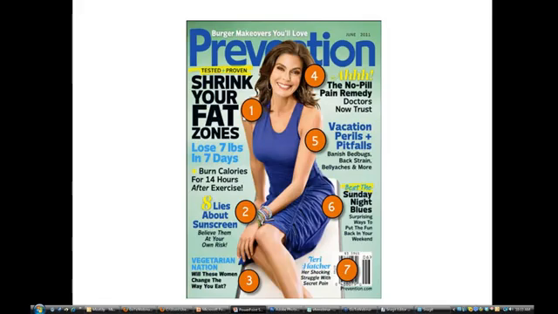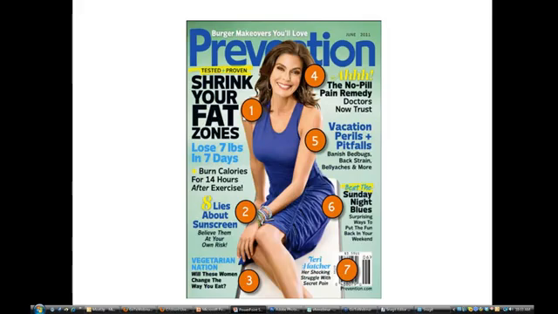Number one, shrink your fat zones, lose 7 pounds in 7 days. It's a formula that's been used over and over and over again to write headlines. And the formula is this: get a desired result in a desirable amount of time. Okay, you can apply that to your business. Get a desired result in a desirable amount of time. Understand your finances in 24 hours or less is an example of the same headline formula used in a different industry.